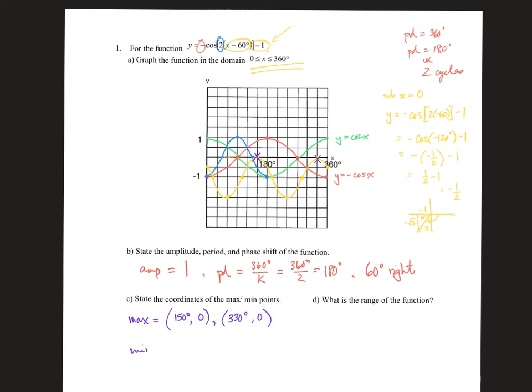My minimums would then be the bottoms of my function. I see my first one almost at the beginning of the graph. That would be at 60 degrees and negative 2. And then I see my other one would be 180, 210, 240, and the same y value.